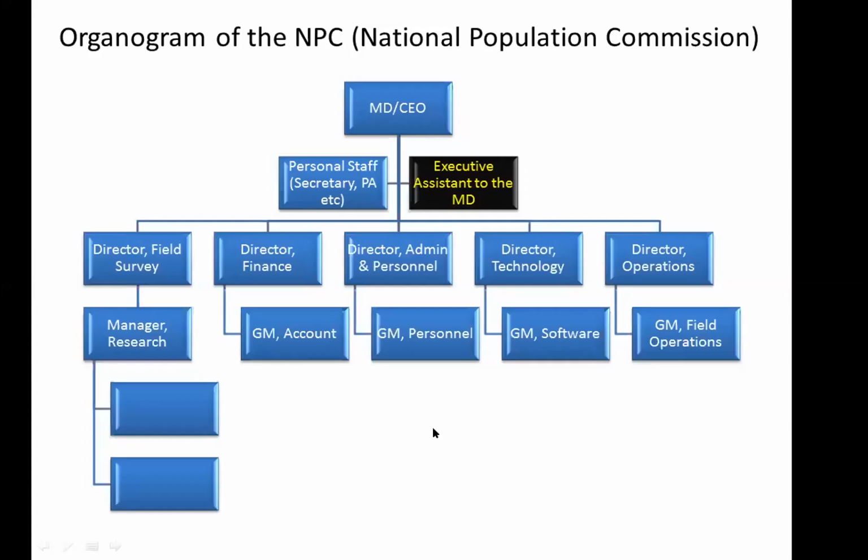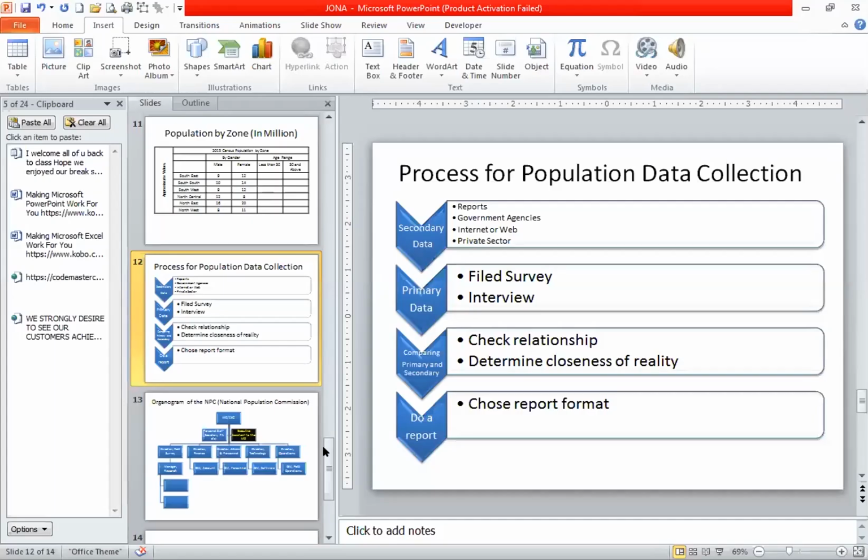So let's go back to our slide and pick something else. This time around, let's look at other features. We can add shapes. We can add photo album. Okay.